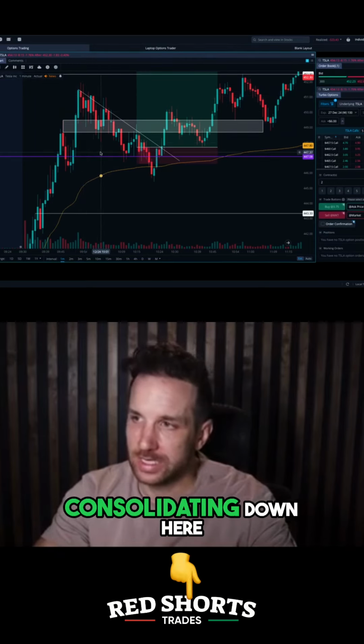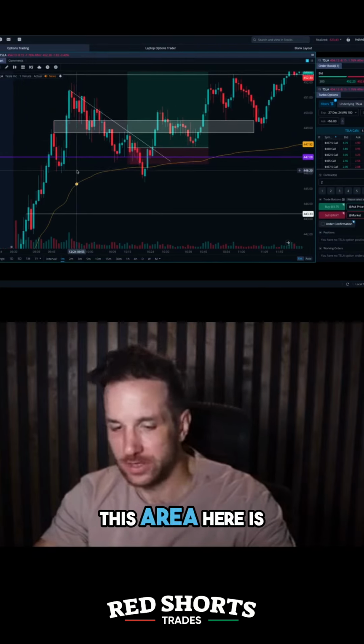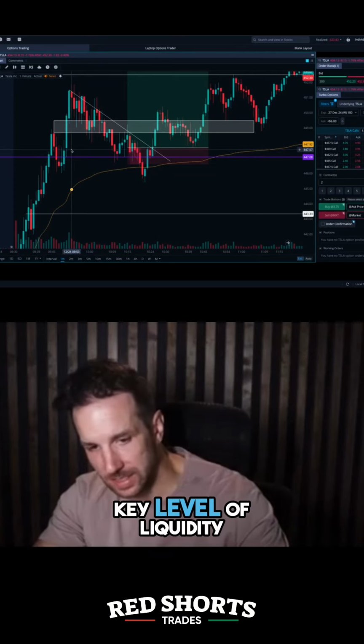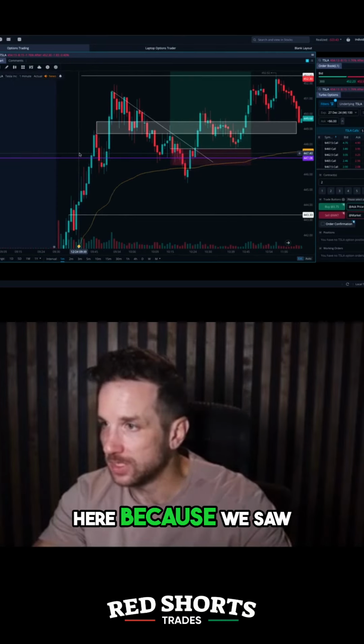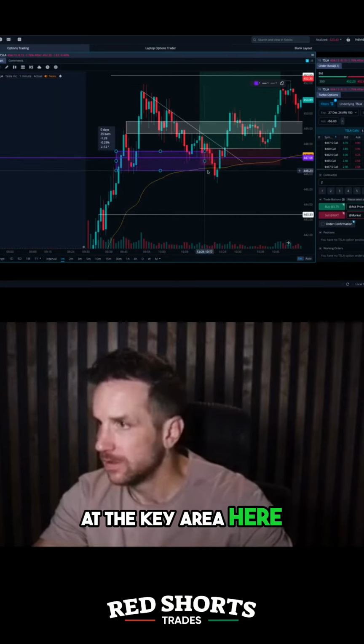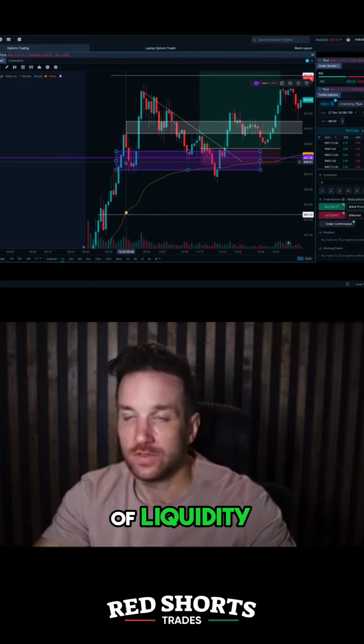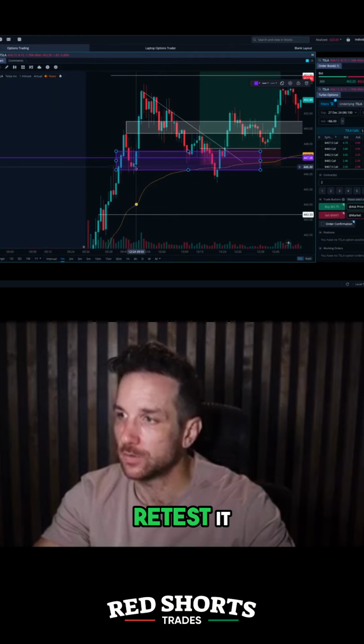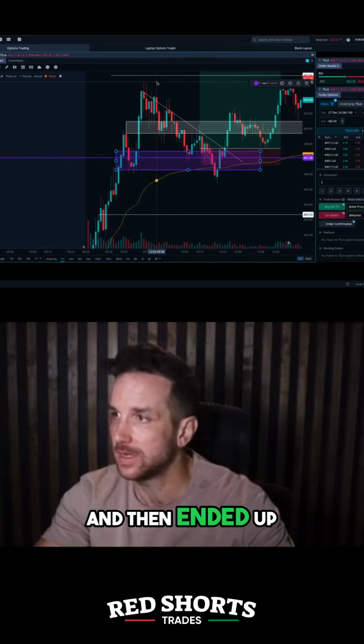And as it was consolidating down here, I already know that this area here is going to be a key level of liquidity because we saw that impulsive move up. So if you look at the key area here, this whole area here is a key level of liquidity. We saw it break above, come back, retest it, stayed in this zone, and then ended up pushing up.